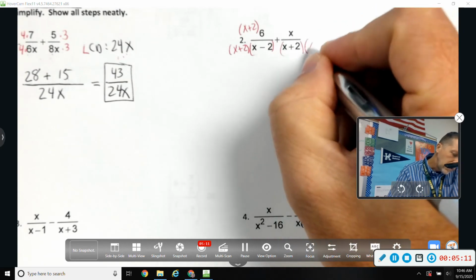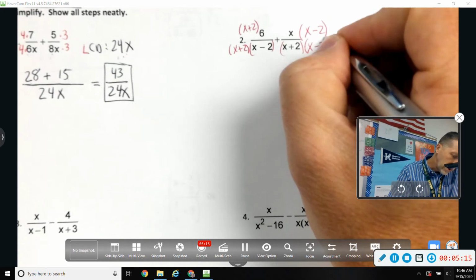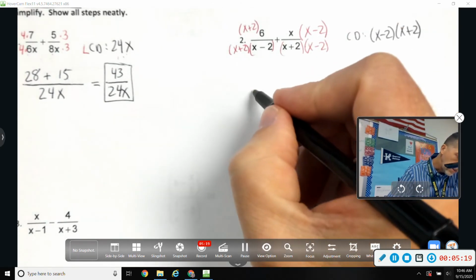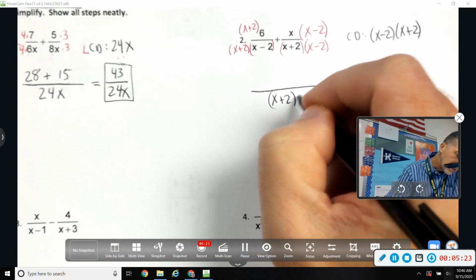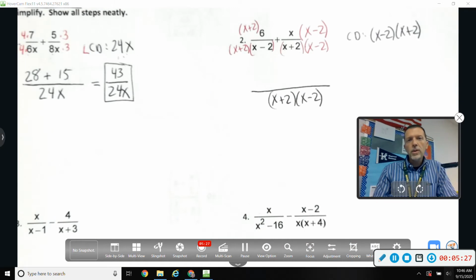The next one needs an x minus 2, so it gets an x minus 2, top and bottom, so that now their denominators match. So again, I'm going to be lazy and just write one denominator. That's not being lazy, that's the whole point of the problem, is to get one denominator.